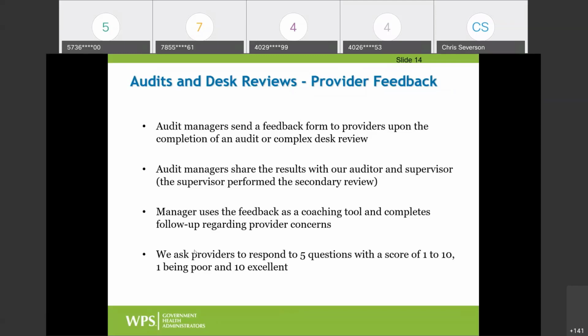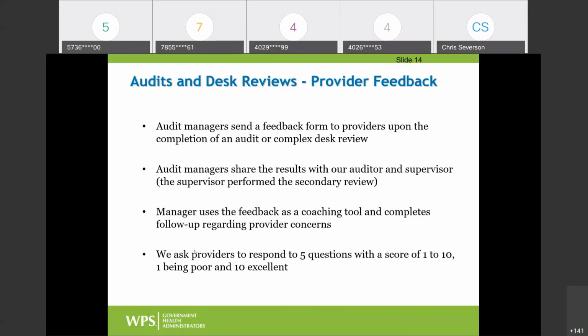They take a look at it. They analyze it. Sometimes they may have follow-up questions if there's a contact included, but ultimately they share the results with the auditor and supervisor that performed the secondary review, whoever the reviewer was. And then we have meetings from time to time, all levels of management, just to talk about certain things, to see what we need to do, what we are doing right, what we may need to improve upon. And again, it's a coaching tool. So that's the idea behind it.